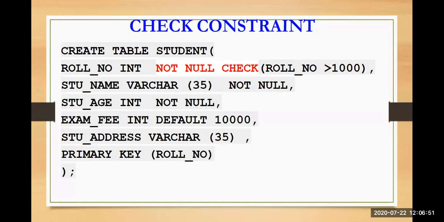Here I have specified my roll number. It has to be not null, and it has to check that the roll number is greater than 1000. That is the check constraint which I have applied. Similarly, you can have a check constraint for your age also. While you are inserting, you can have a check constraint that age should be greater than 18. Anybody inserting a value less than 18 will not be allowed to insert into your database. It will give an error message which tells you that only age greater than 18 is allowed by the system, less than 18 is not allowed. So that is your check constraint.